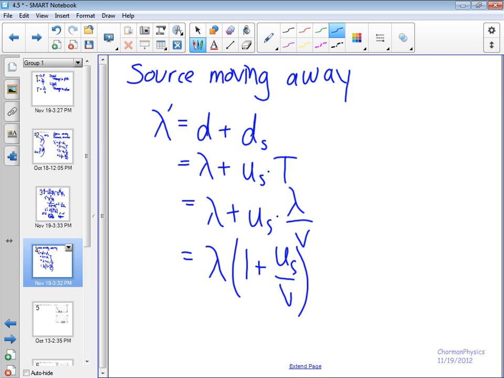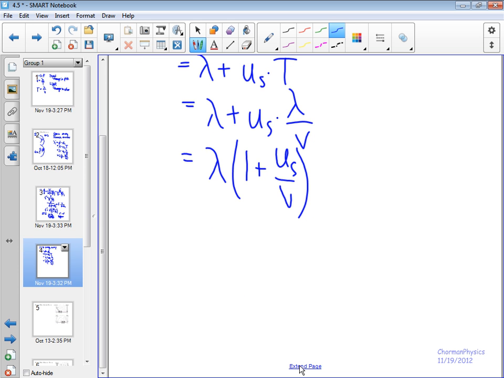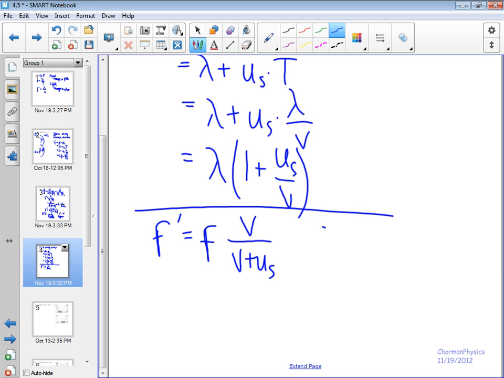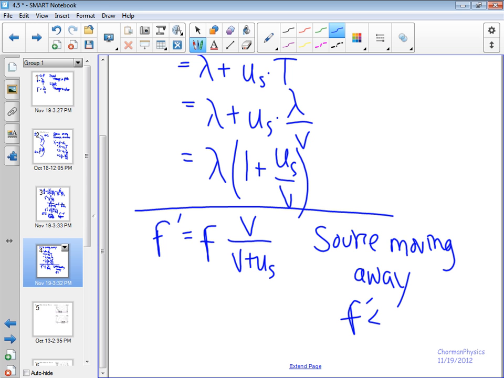If we do the same math for the source moving away, I'm just going to skip all of the algebra. You guys can do it. It's going to end up looking something like this. Okay, so source moving away, this is the equation for that. So we know it's just the opposite. We just add the speed there. Okay, so we know in this situation f prime has to be less than f. So it's going to be a lower pitch.